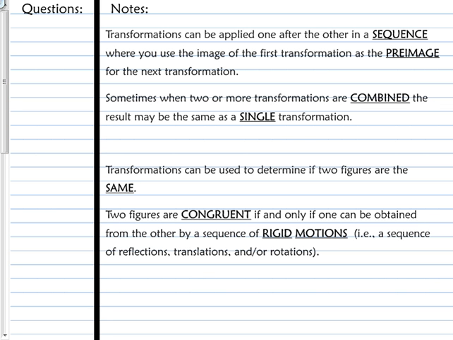Transformations can be applied one after the other in a sequence where you use the image of the first transformation as the pre-image for the next transformation. Sometimes when two or more transformations are combined, the result may be the same as a single transformation. Transformations can be used to determine if two figures are indeed the same. Two figures are congruent, which means the same or equal, if and only if one can be obtained from the other by a sequence of rigid motions. For example, reflections, translations, and/or rotations.